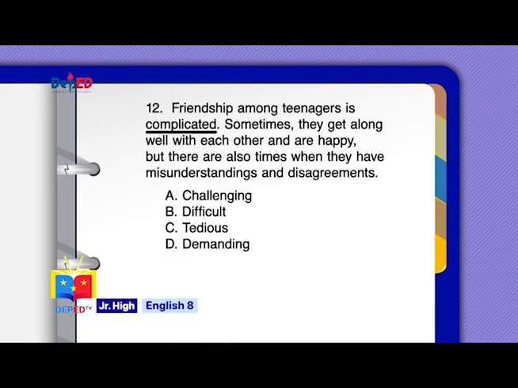Number 12. Friendship among teenagers is complicated. Sometimes, they get along well with each other and are happy, but there are also times when they have misunderstandings and disagreements. The underlined word is complicated. And here are your choices. Letter A, challenging. Letter B, difficult. Letter C, tedious. And letter D, demanding.